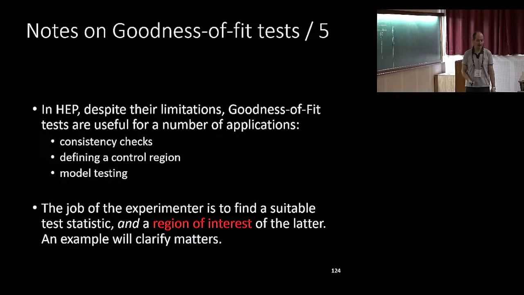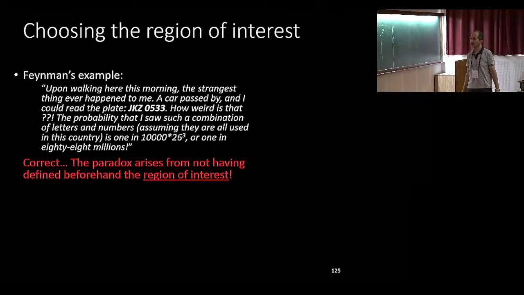Okay, so what we have to do when we do this is to not only find a suitable test statistic and then a suitable goodness of fit test, but also a region of interest. So you have to decide how much departure in your data you accept. And choosing the region of interest is actually totally arbitrary.